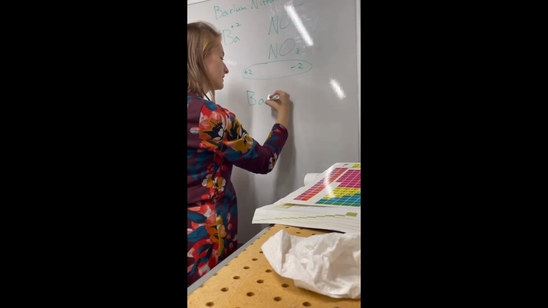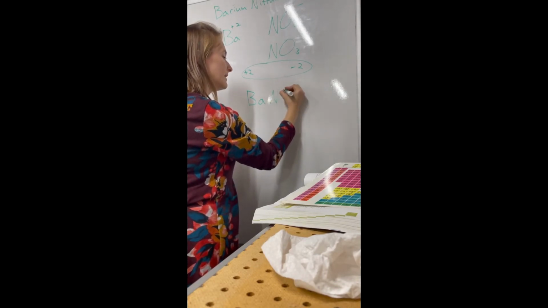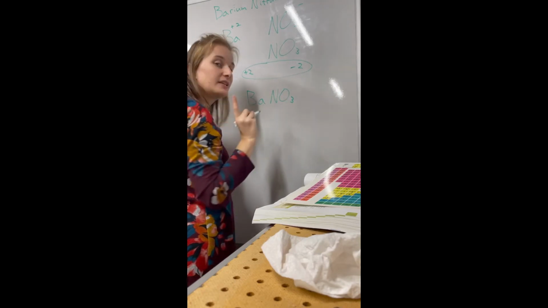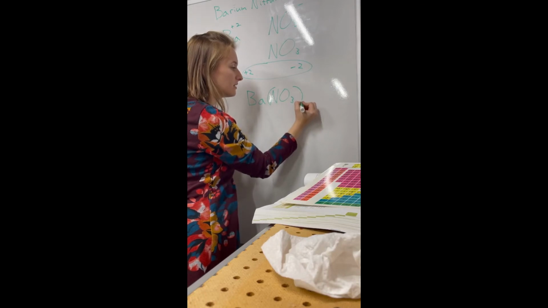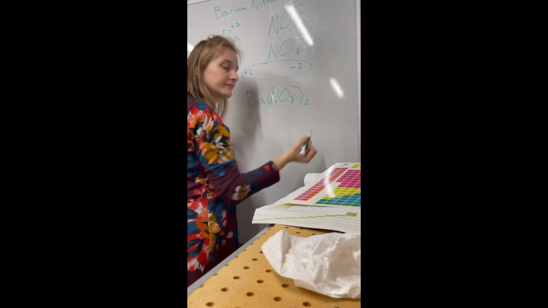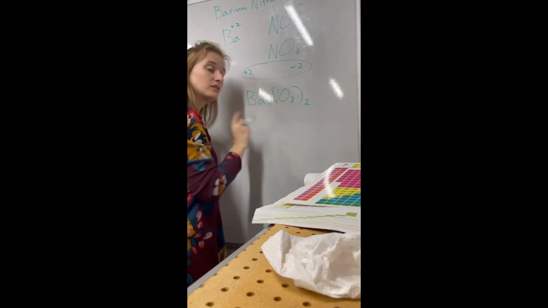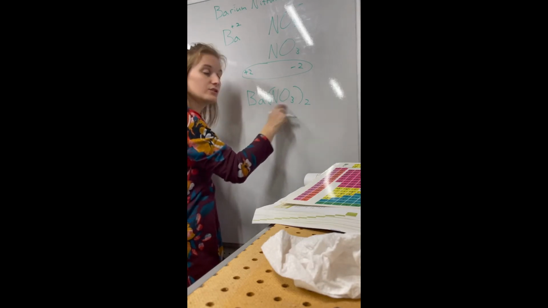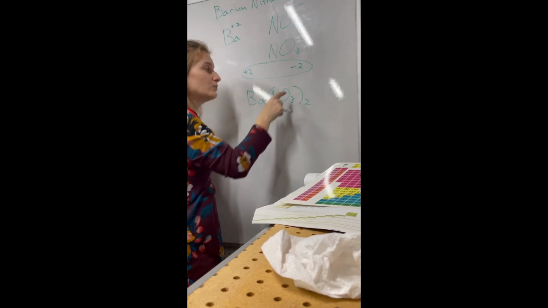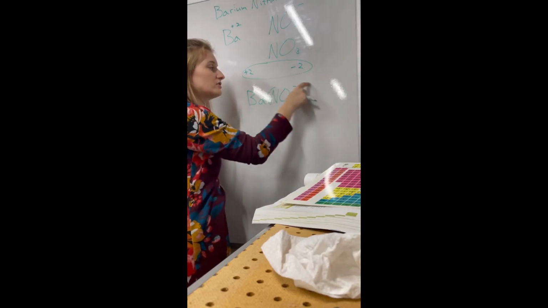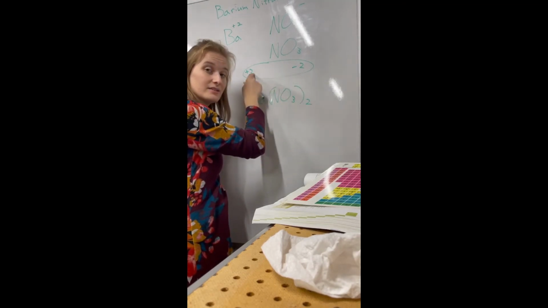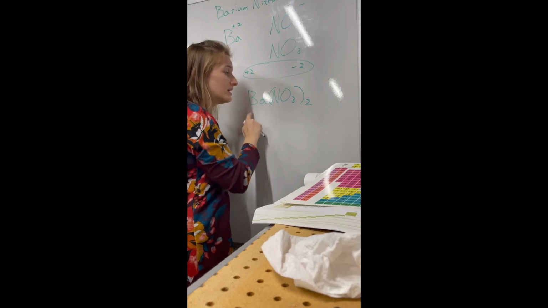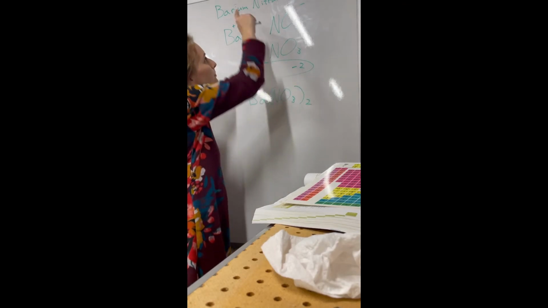Barium nitrate, but to tell it there's 2 of them, you put a bracket around it and put a 2. You're telling whoever you're writing this for that there are 2 nitrates. And what's the overall charge of this? It's neutral because the charges have balanced out. So this is the chemical formula for barium nitrate.